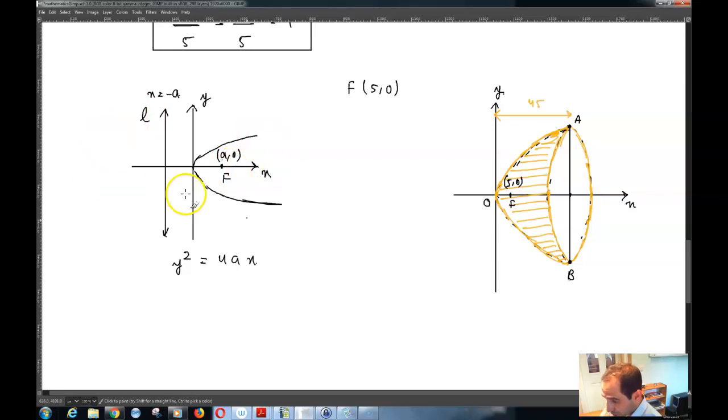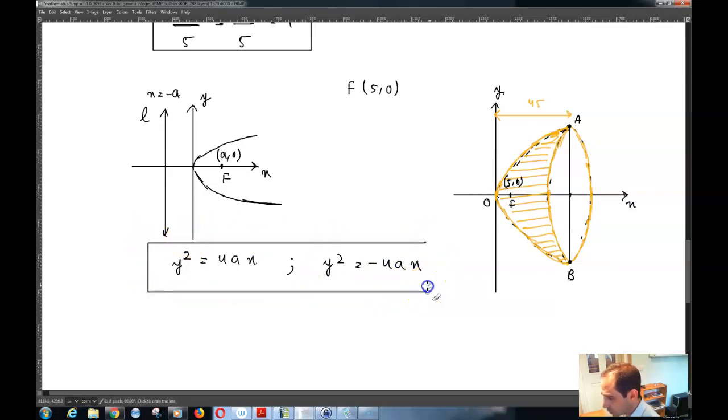If you do it the other way around, meaning that the parabola opens towards the left, then the equation becomes y squared is equal to negative 4ax. So these are these two different orientations of the parabola if the parabola opens horizontally, towards the right or towards the left.